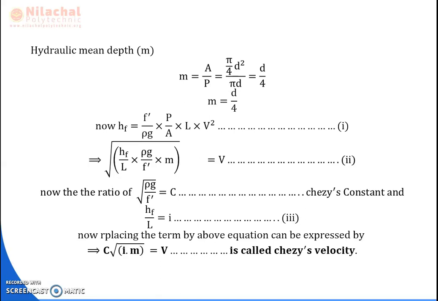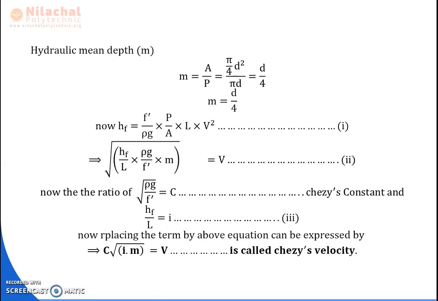Now we are going to put this value of hydraulic mean depth in the main formula. hf is equal to f dash by rho g into P by A into L into V square, where P by A means 1 by m, since m is A by P. So 1 by m will be used. Now taking the velocity V to the left side, the rest of the terms will be equal to hf divided by f dash by rho g into 1 by m into L.